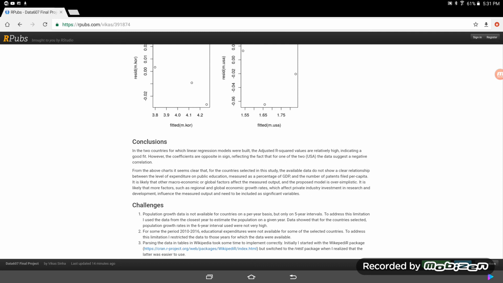Parsing the data took a while. The web scraping part took a while, and I learned how to use the rvest package. The earlier package that I tried to use, the WikipediaR package, was cumbersome and not as easy to use.